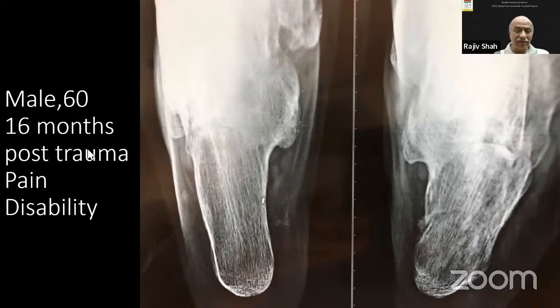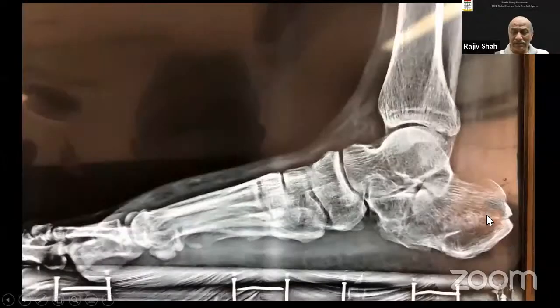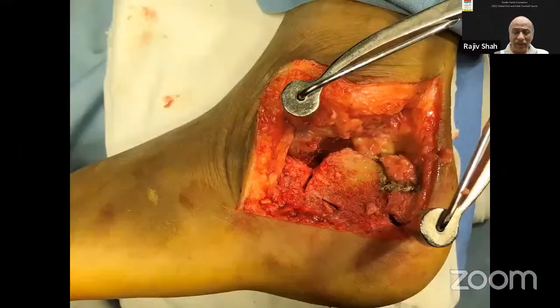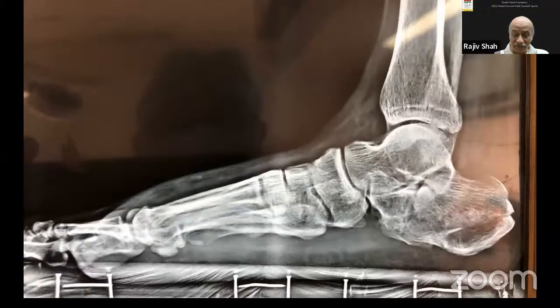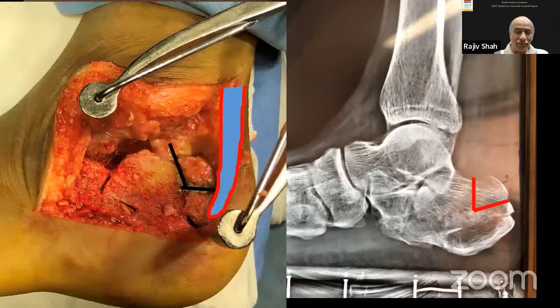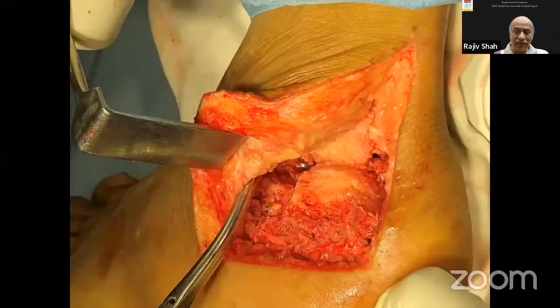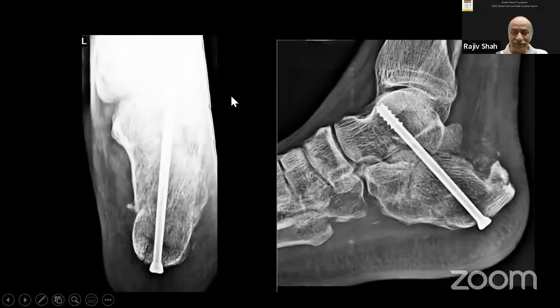Male of 60 years, 16 months post-trauma, had pain and disability. You can see a malunited fracture calcaneus, where there already is varus. And this is another view of this patient. Many times for a distraction subtalar fusion, you may take bone graft from the posterolateral angle of the calcaneus instead of going to the iliac crest, and you can put the bone graft strategically here to increase the length or to increase the talocalcaneal angle. This is the place from which you can take the bone graft, and you put this bone graft into the space in the subtalar joint, and you can distract the subtalar joint. So now you can see that the talar declination angle is restored.